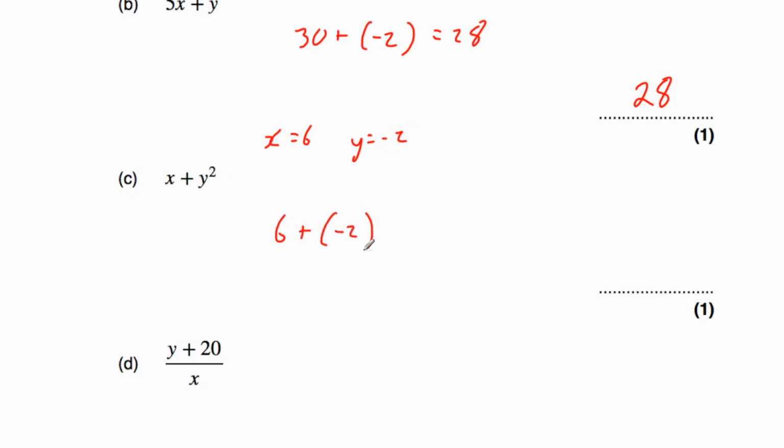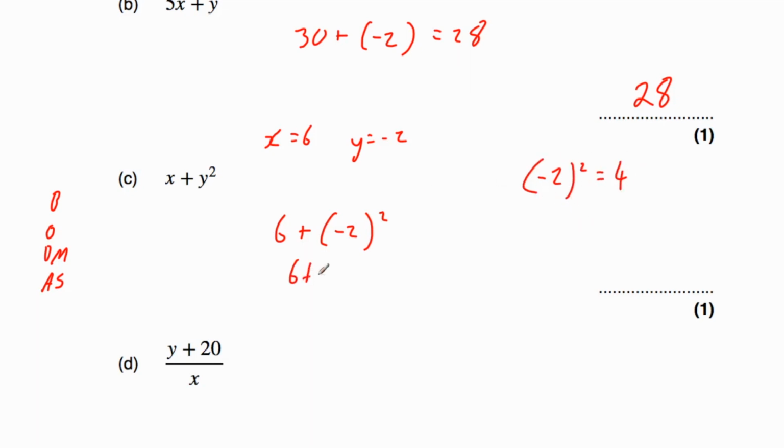So we now need to work out negative 2 squared, because remember our order of operations: brackets, orders, divisions and multiplications, additions and subtractions. So we've got a squaring, which is an order or an indice. So we're going to work this out first. Negative 2 squared. Well, that's negative 2 times a negative 2. A negative times a negative is a positive, so negative 2 squared is equal to 4, because negative 2 times a negative 2 is 4.